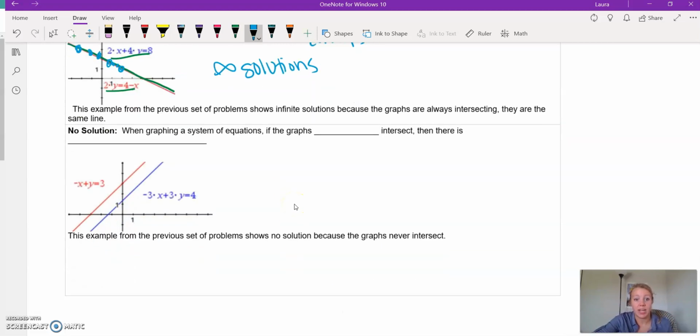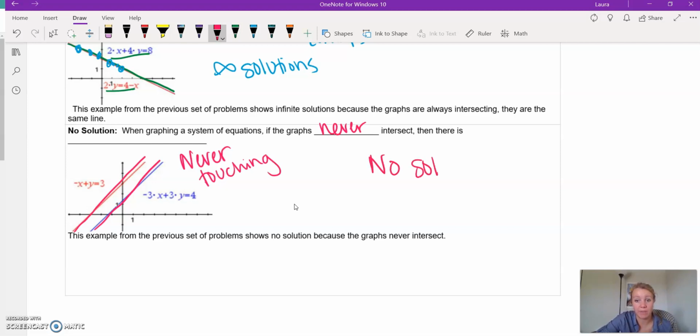Sometimes you might see 2 lines that look like this. They're straight, and they kind of look like railroad tracks. Notice that even if you zoom out and zoom in, they're never going to touch. Never touching, ever. So if the graphs never intersect, meaning they never touch, then there is no solution because there's no spot where they're the same. They're never going to be the same anywhere.